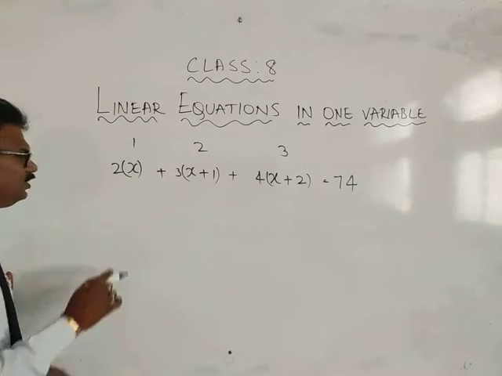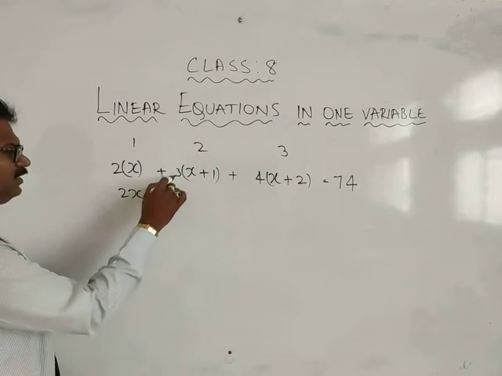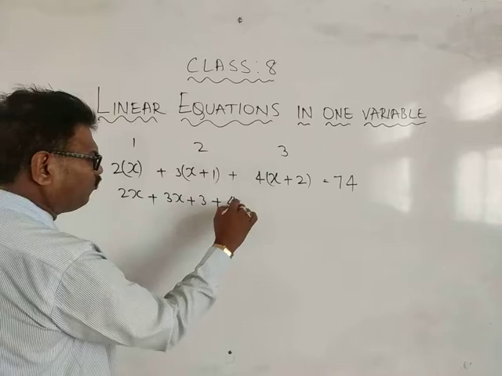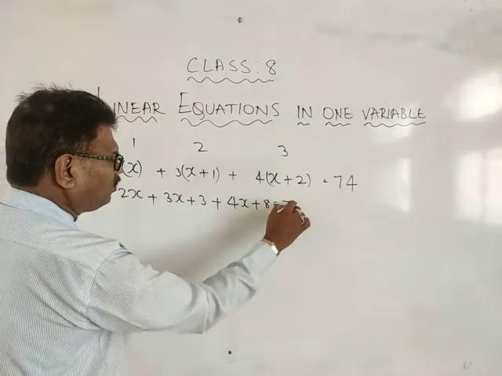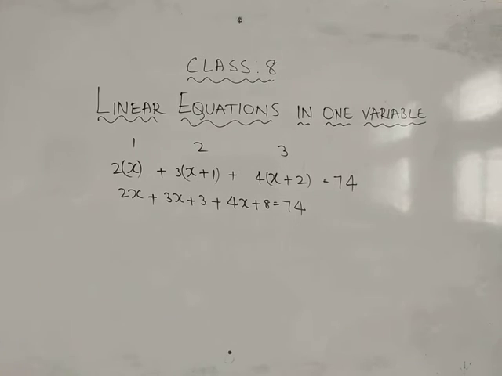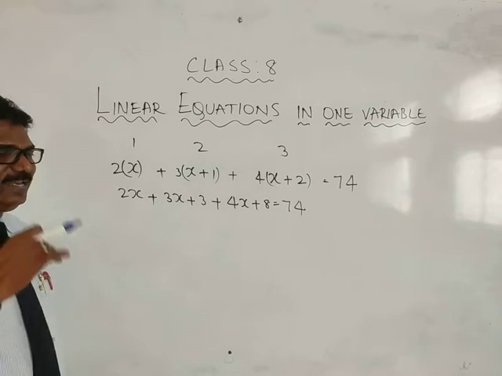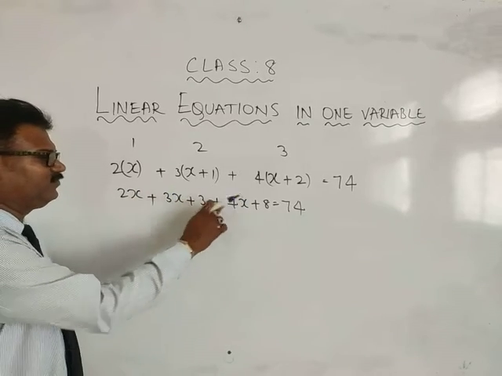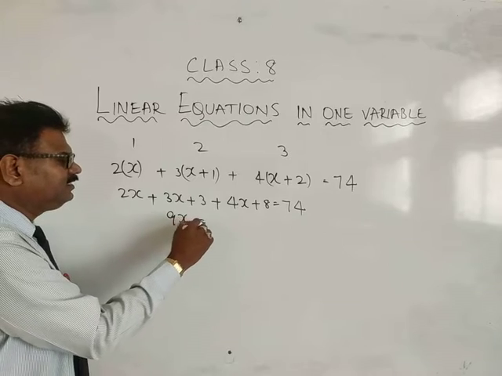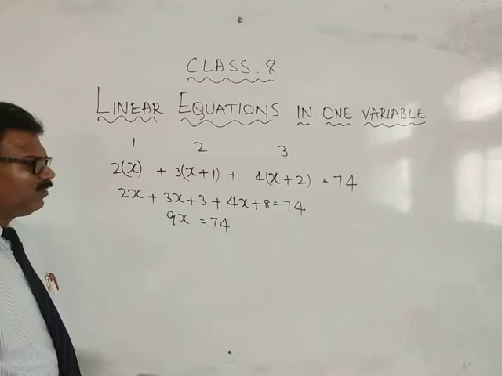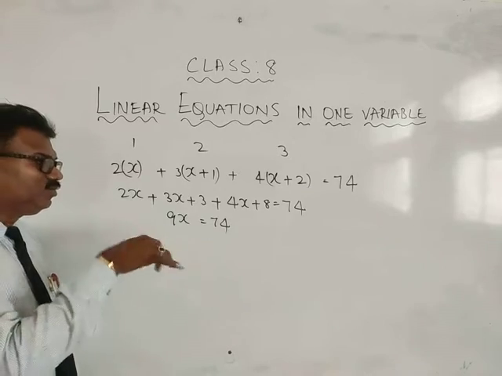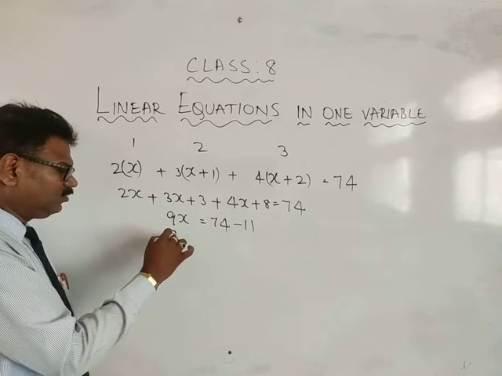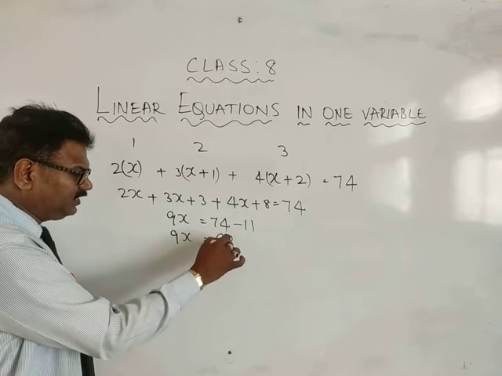Now you multiply: 2 into x, 2x, plus 3 into x, 3x plus 3, plus 4 into x, 4x plus 4, equal to 74. Now we add all the variables: 2 plus 3 is 5, 5 plus 4 is 9, so 9x equals 74 minus the numbers. Some numbers are on the left side, we send them to the right side: 3 plus 8 is 11, minus 11. Now 9x equals 63.